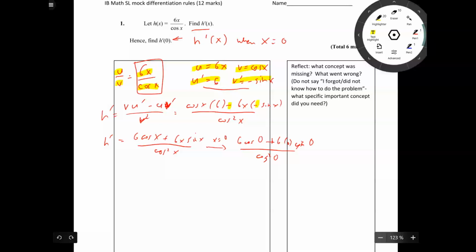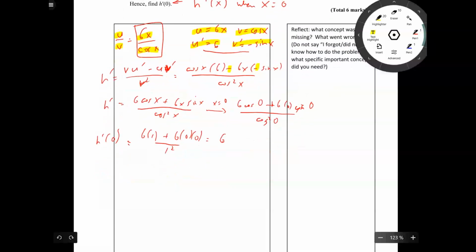So let's look at the denominator first. Cosine of 0 is actually 1, so it's 1 squared. The bottom is 1, so the bottom is harmless. Then the top, 6 times cosine 0. Remember, cosine 0 is 1, so it's 6 times 1 plus 6 times 0 times sine of 0, which is also 0. And remember, the bottom is just 1 squared. So the top is going to be 6 divided by 1. So in the end, h dash when x equals 0 is 6.